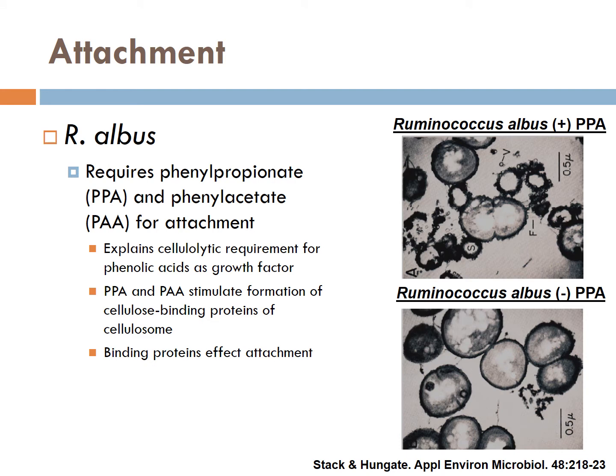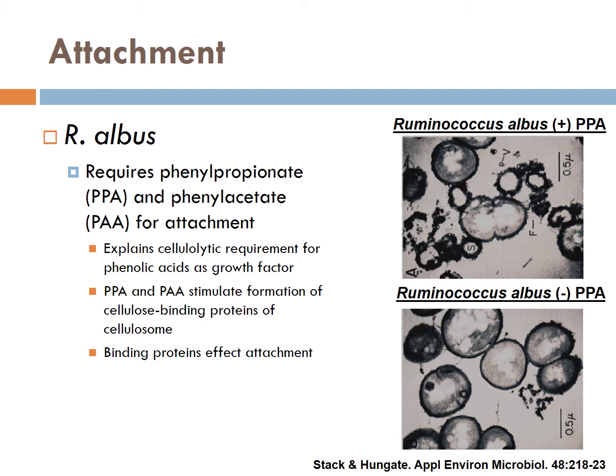Ruminococcus albus requires phenylpropionate and phenylacetate for attachment. In an earlier lecture, we explained that cellulytics require phenolic acids as a growth factor, and this is what explains that requirement. Phenylpropionate and phenylacetate are required specifically because they stimulate the formation of the cellulose-binding proteins of the cellulosome. We'll reference these cellulose-binding proteins and the cellulosome later, but for now, just know that these cellulose-binding proteins are the ones that affect attachment of the bacteria to the cell wall.